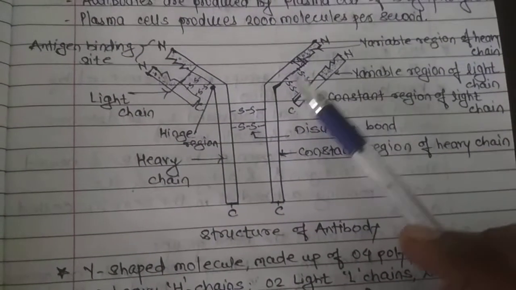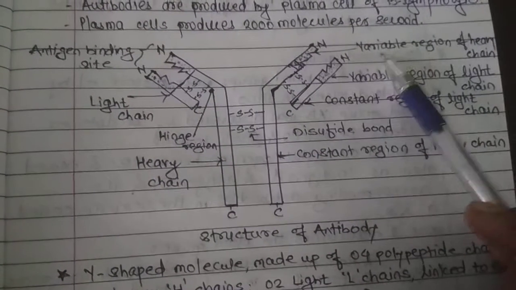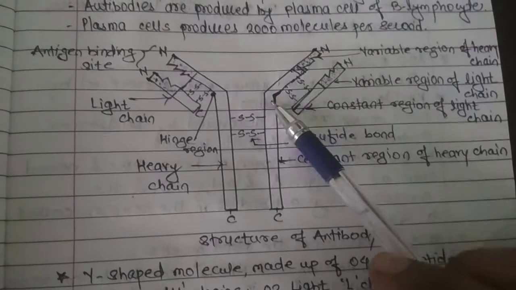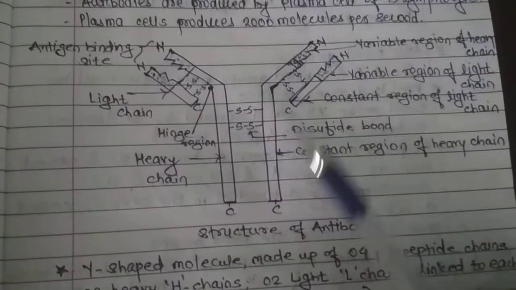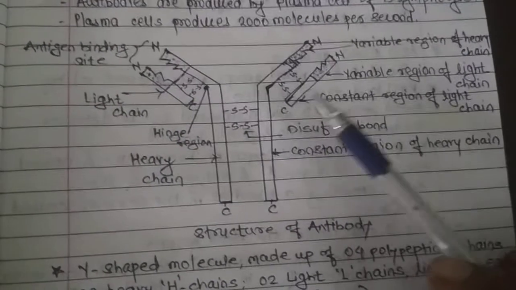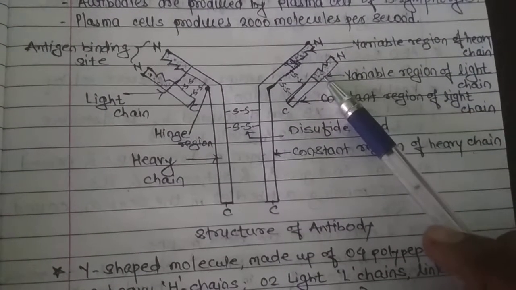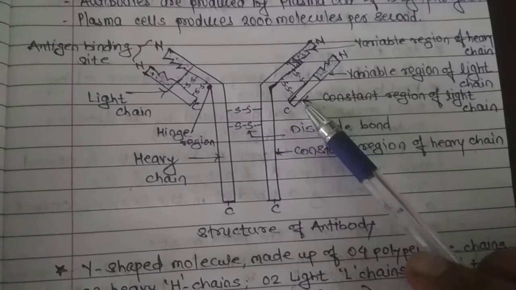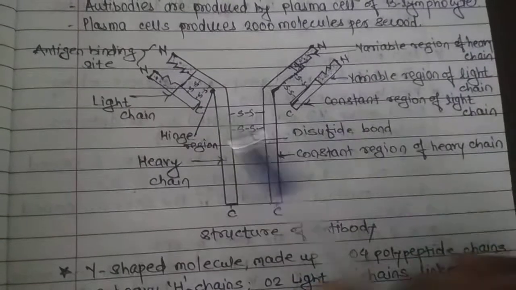Now see, first of all, this chain, this is the longest chain, and this is known as the variable region of heavy chain. So actually this part is again divided into 2 parts. This is the variable region of heavy chain, and this part is called the constant region of heavy chain. Similarly, for this chain, this dotted part is called the variable region of light chain, and this one is the constant region of light chain. So similar to this, the same description applies there.